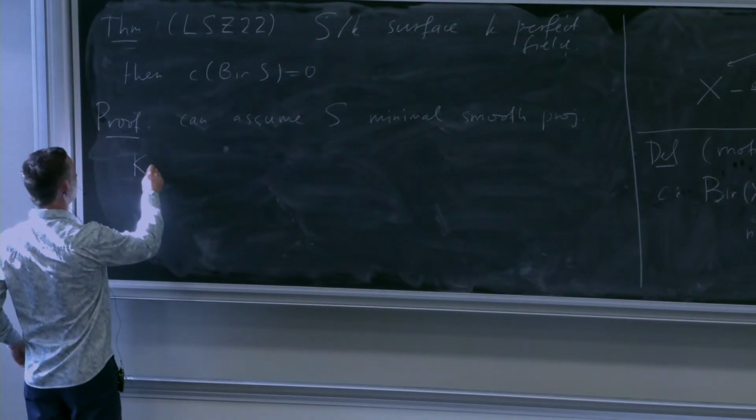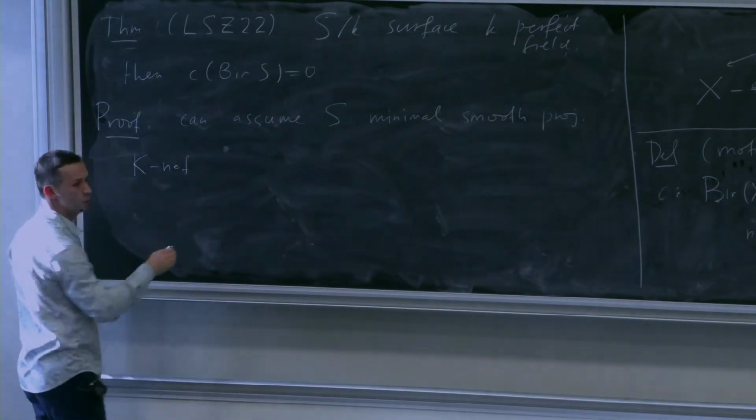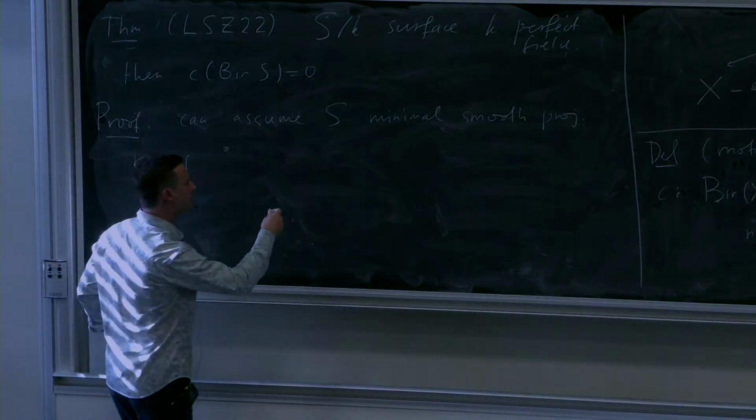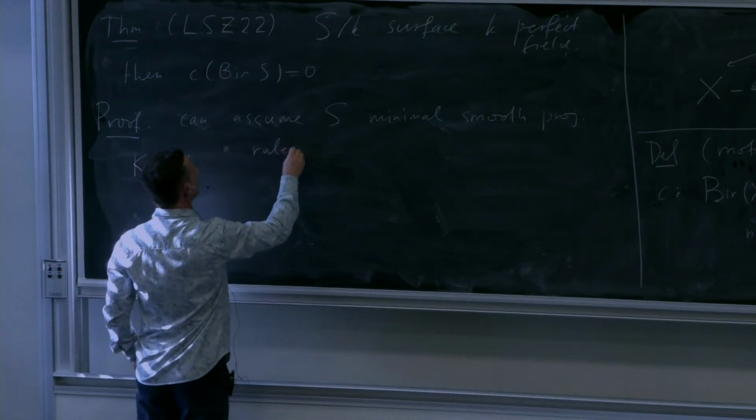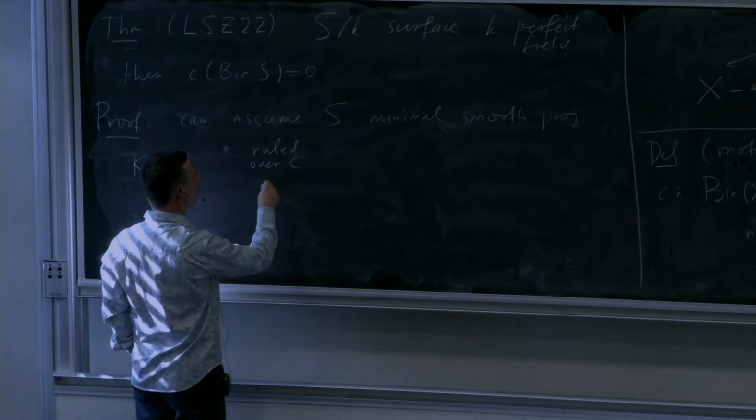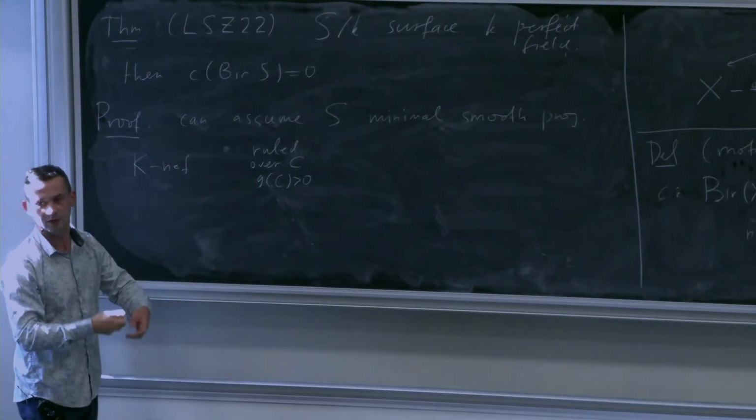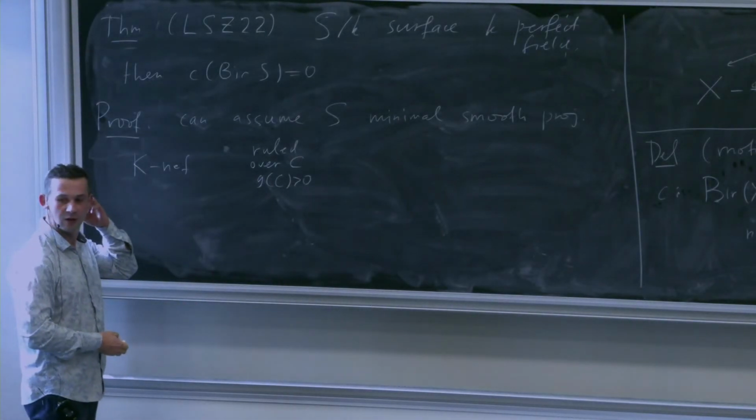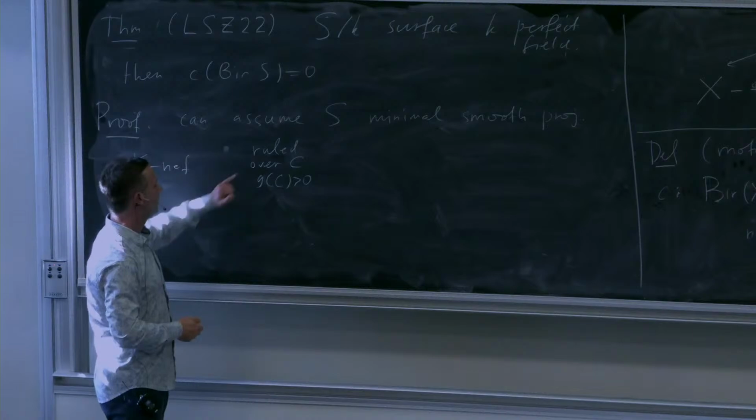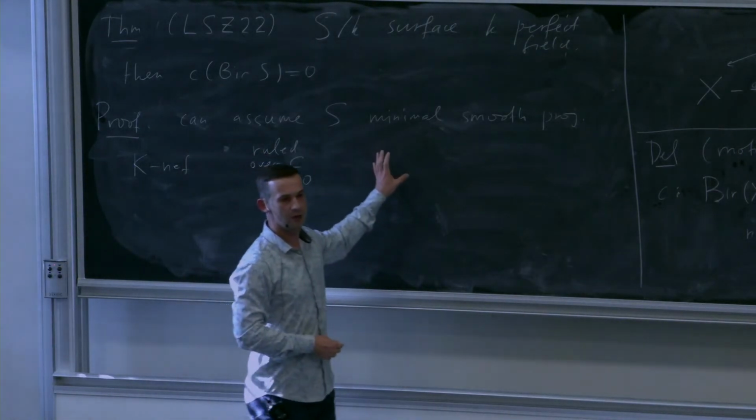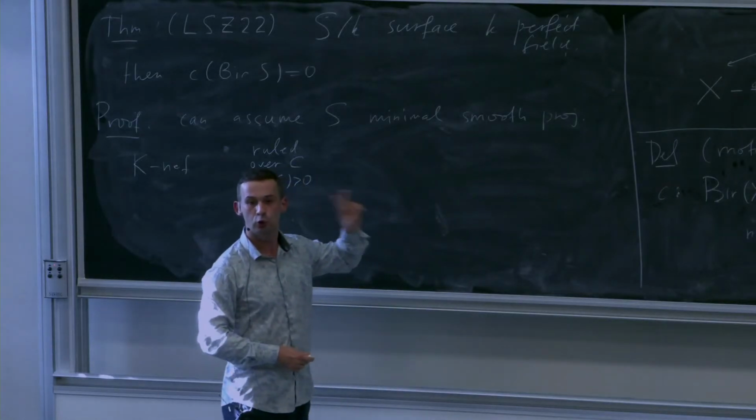So KNF, so you run the MMP on your surface, right? You can get KNF, that's one type. Another is ruled over a curve where the curve has positive genus. That's a special type because it's still Kodaira dimension minus infinity, but not rationally connected. Okay, and then there are rationally connected ones, which form 2 types.